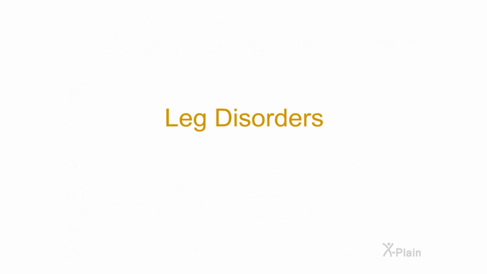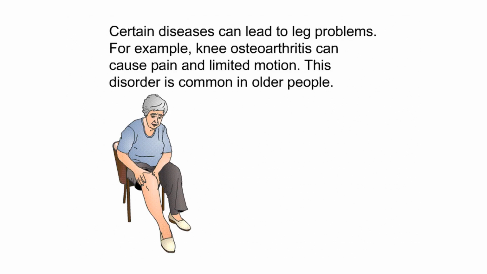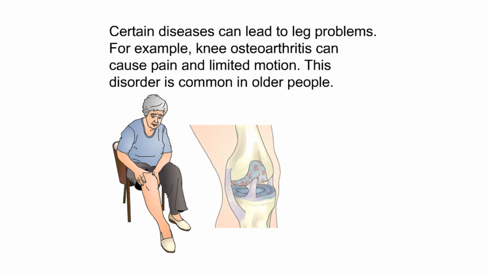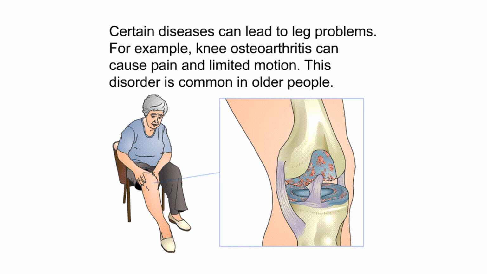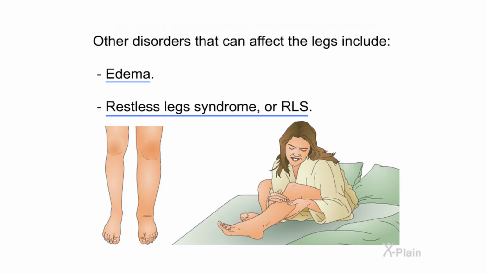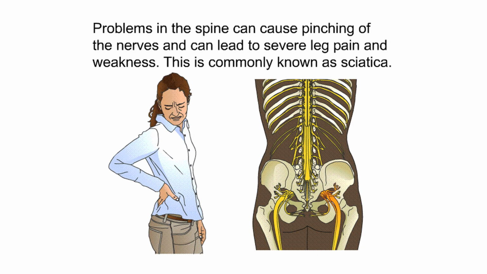Leg disorders. Certain diseases can lead to leg problems. For example, knee osteoarthritis can cause pain and limited motion. This disorder is common in older people. Other disorders that can affect the legs include edema, restless leg syndrome or RLS. Problems in the spine can cause pinching of the nerves and can lead to severe leg pain and weakness. This is commonly known as sciatica.